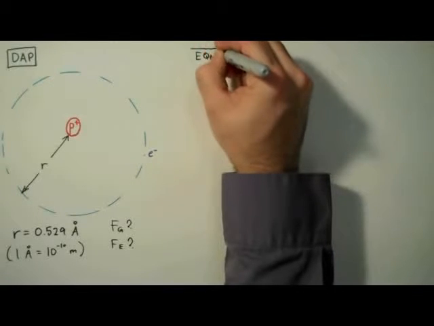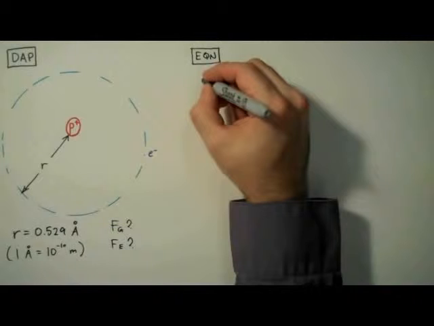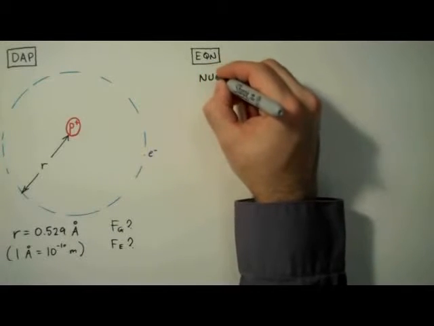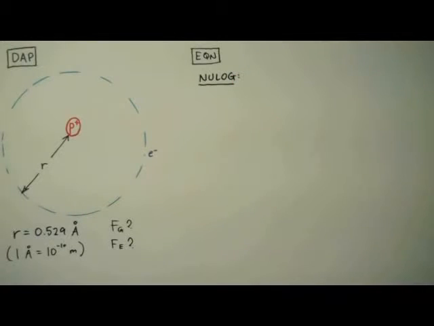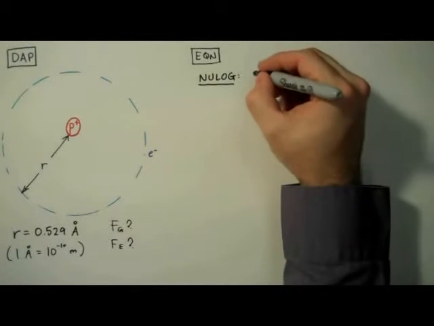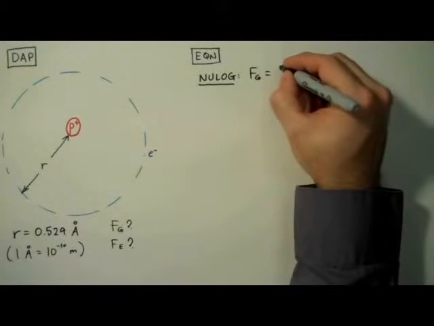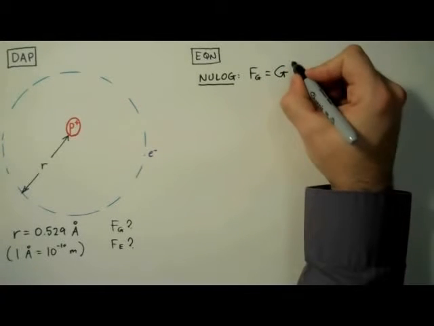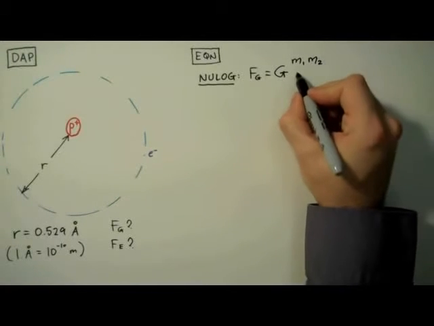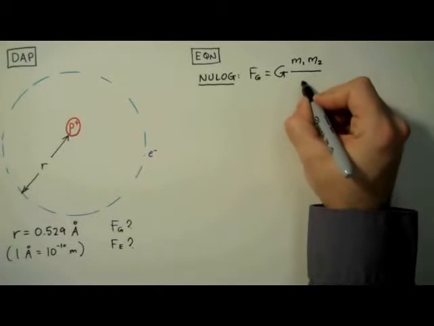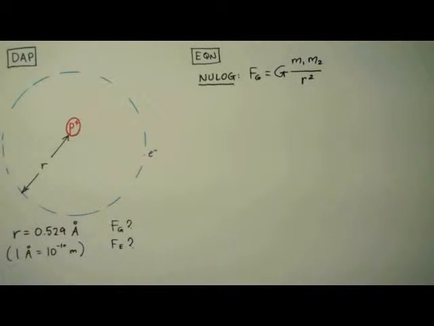Okay, on to the equation part of the problem. To determine the gravitational force, we're going to use Newton's universal law of gravitation. And we're going to circumvent the vector aspect of this problem by noting that gravitation, as far as we can tell, is always an attractive phenomenon. So Newton's law tells us that the gravitational force is equal to G, the gravitational constant, times m1, the mass of body 1, times m2, the mass of body 2, divided by the radial distance between those two bodies squared.